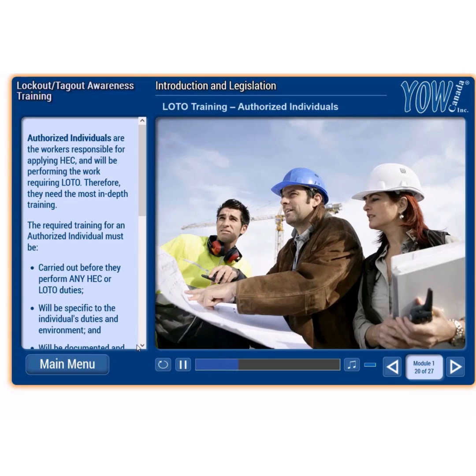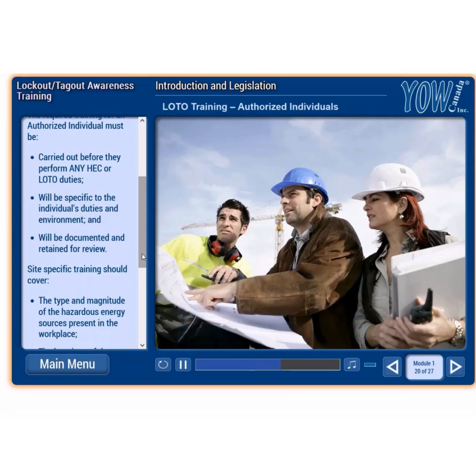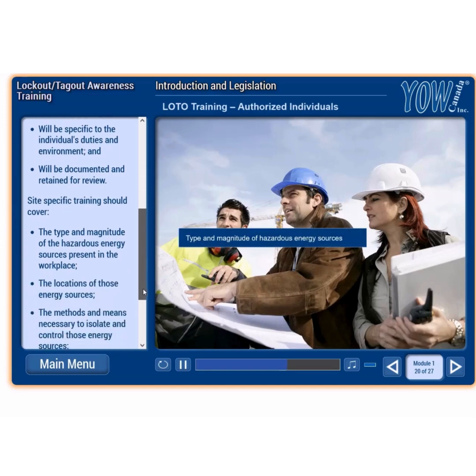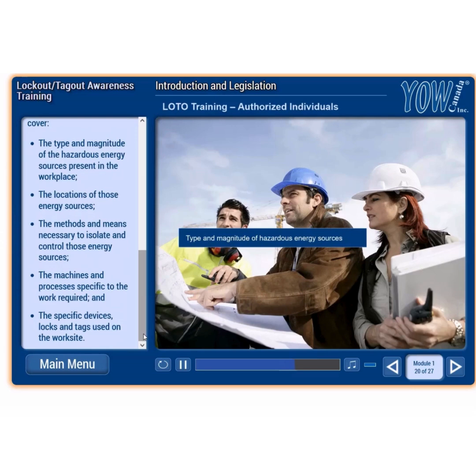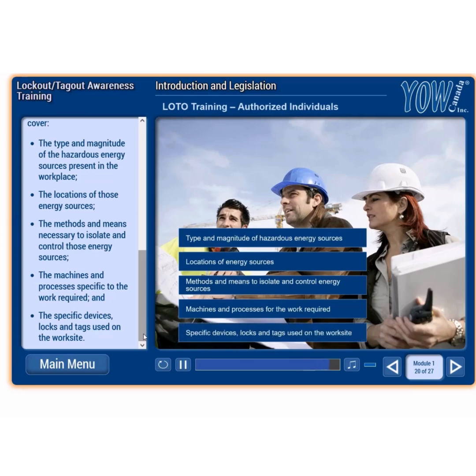The required training for an authorized individual must be carried out before they perform any HEC or LOTO duties, will be specific to the individual's duties and environment, and will be documented and retained for review. Site-specific training should cover the type and magnitude of the hazardous energy sources present in the workplace, the locations of those energy sources, the methods and means necessary to isolate and control those energy sources, the machines and processes specific to the work required, and the specific devices, locks, and tags used on the worksite.